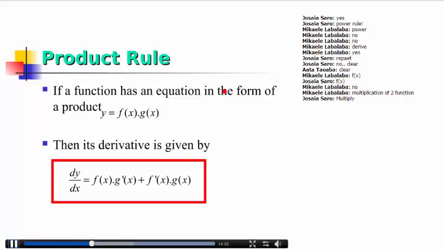So if a function has an equation in the form of a product, whereby y is equal to f(x) times g(x). Now I give you one example whereby you have your f(x), which is equal to 2 multiplied by x squared. Will you be using product rule in this case?